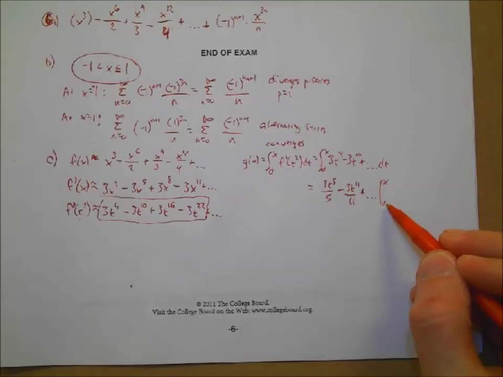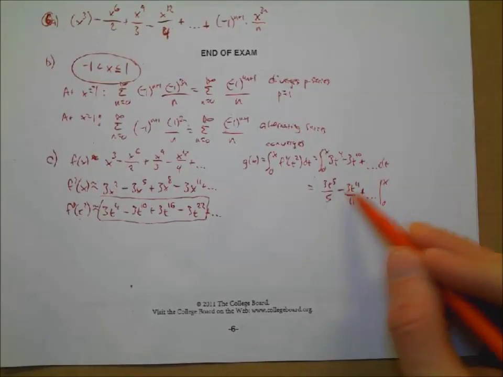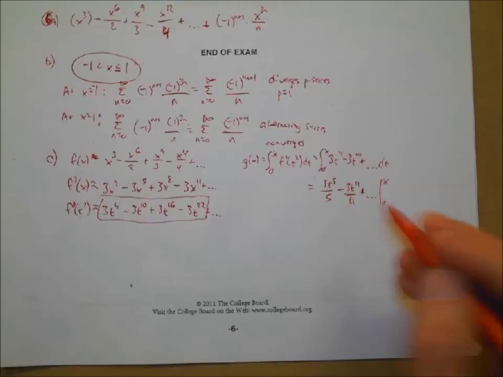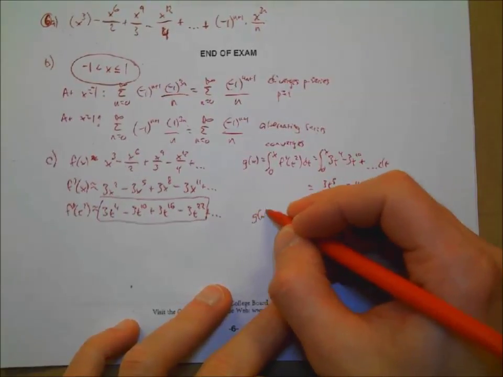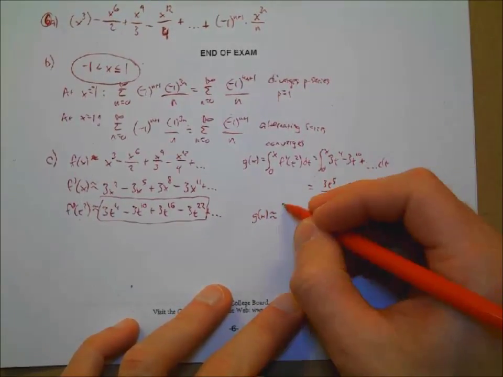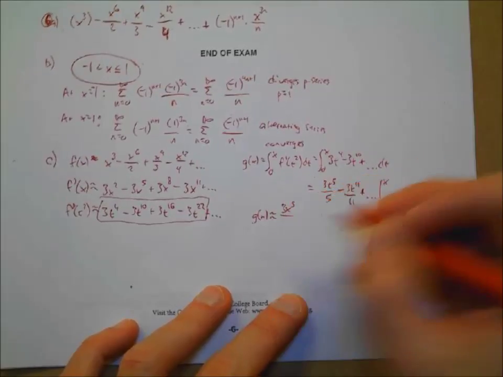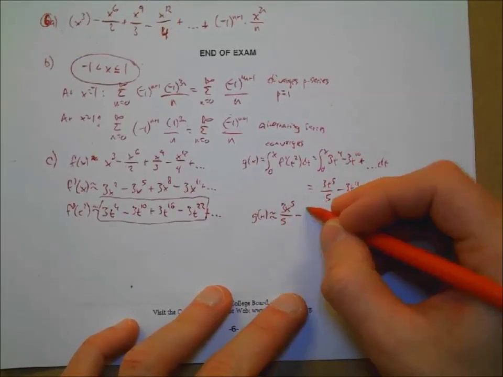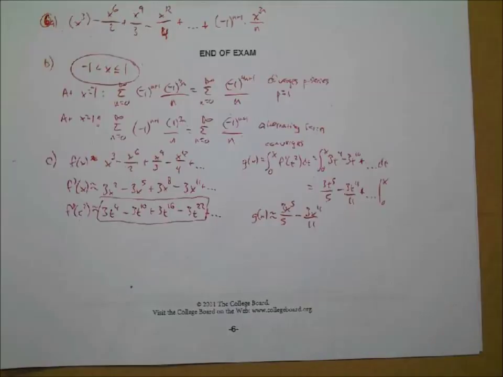All these terms, these 2 terms have t in them, so they just disappear. And so we just replace all those with x's. So we'll say g of x then is approximately 3x to the 5th over 5 minus 3x to the 11th over 11. And we're not quite done yet, right? We've got our approximation for g of x. We want to use those to approximate g of 1. And so now what's left for us to do?